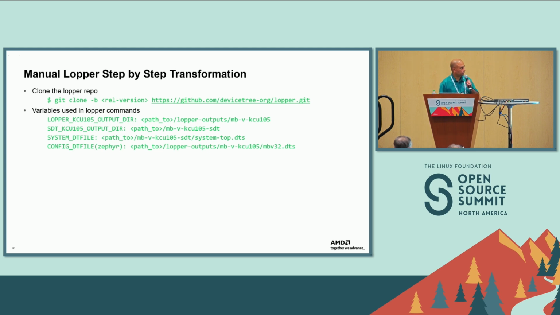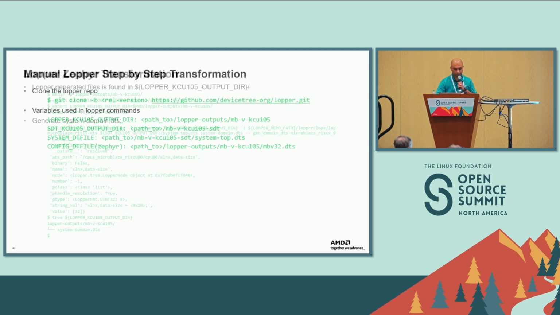So first, you need to clone the Lopper tool from the repository, and you need to specify the Lopper output directory, the system device tree output directory, and the system DT file. Basically, this DT file will be used as your board DT file. And the config DT is the one which we are going to use for the Zephyr board DTS.